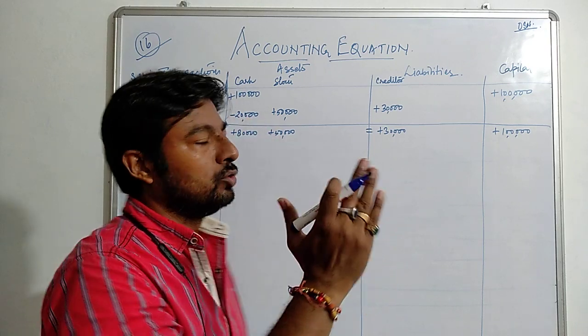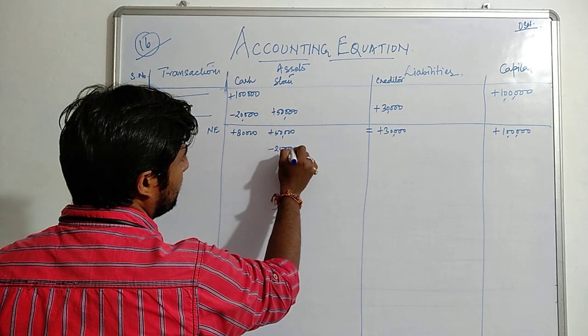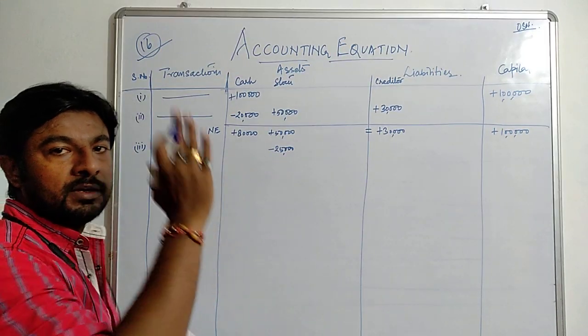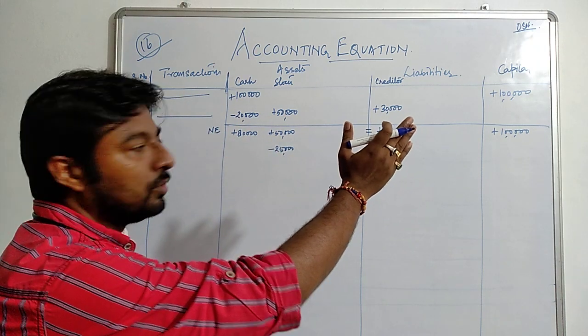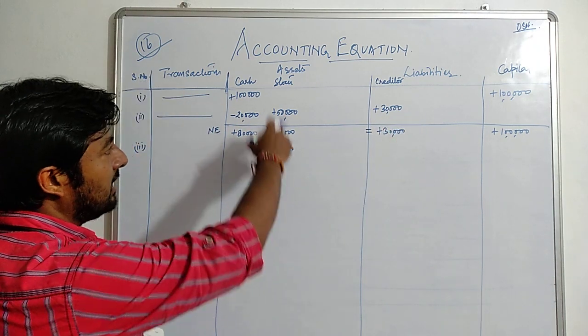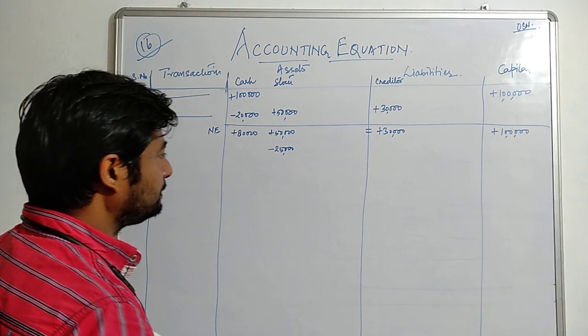Clear? So the level of stock is going to decrease by rupees 25,000. Got the point? 10 plus 15, total 25,000 of the amount of goods is going out from the business. That's why I decrease the level of stock by 25,000. Clear?